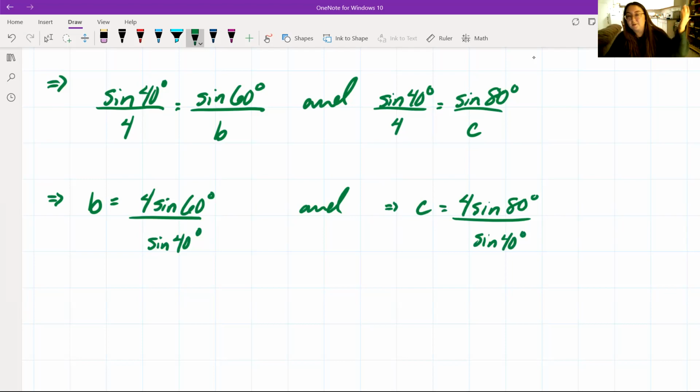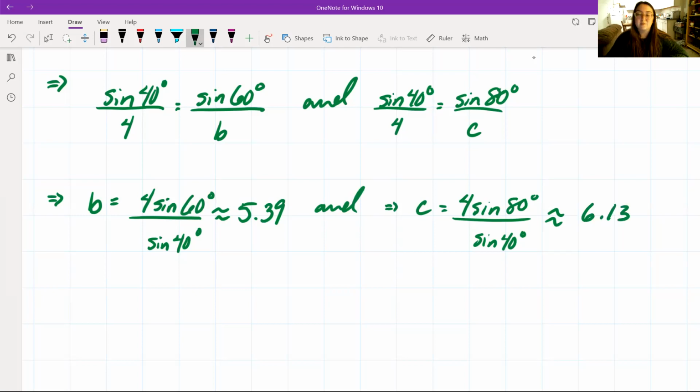And just as before in our last section, we want to use a calculator. These are not problems that we can solve using the unit circle or our brains, so we want to go ahead and use a calculator. If we plug in this value for b of 4 times sine of 60 degrees divided by sine of 40 degrees, this is going to give us a value of 5.39. And then our value of c, where we calculated 4 times sine of 80 degrees divided by sine of 40 degrees, is going to give us a value of about 6.13.